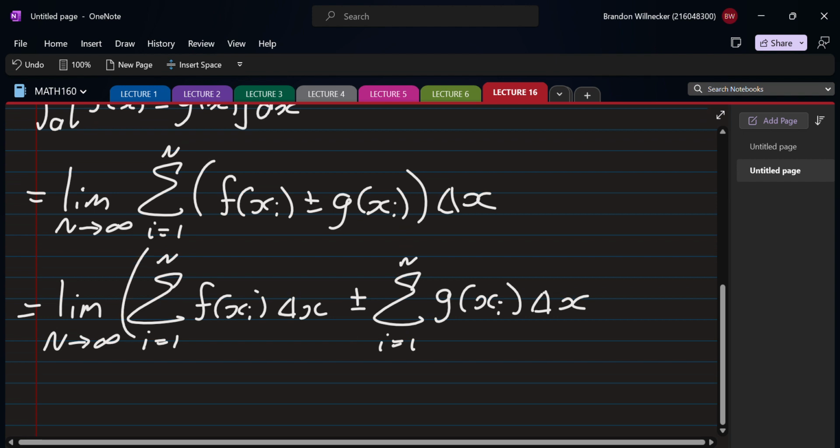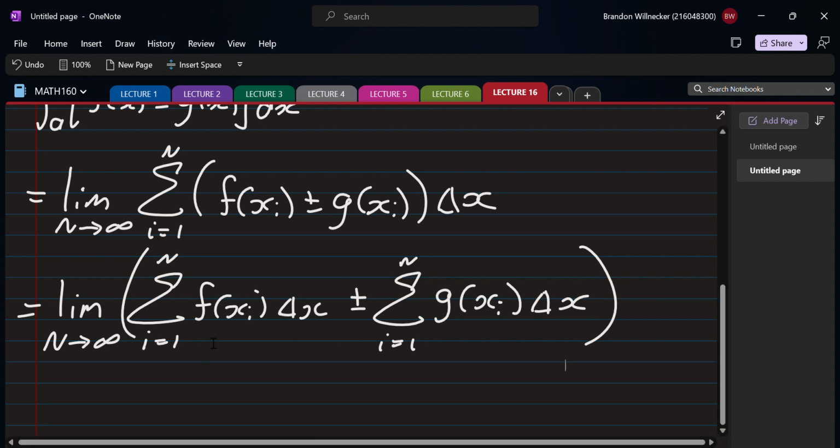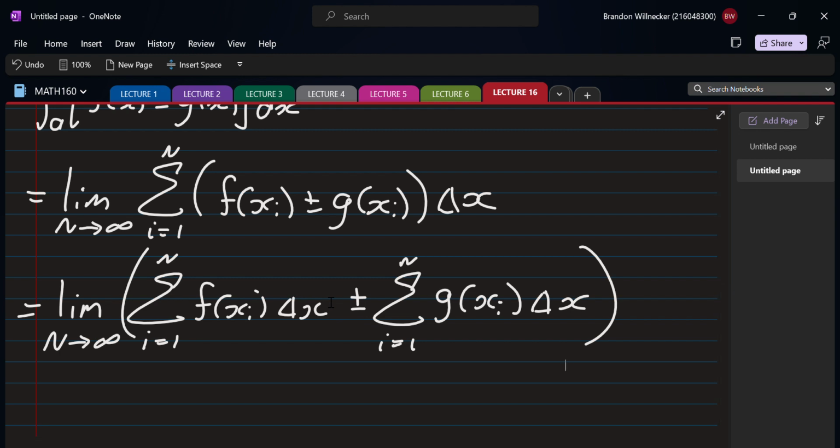Okay, now all of this is still in the limit. So we're just working with that sum. Now we've got the limit and we've got two things inside here. What we would like to do is take the limit of the first thing plus or minus the limit of the second thing. Now remember back to your limit laws. If you have the limit of something plus or minus something else, if you want to separate it, these individual limits need to exist. That's the only way that we can separate limits.